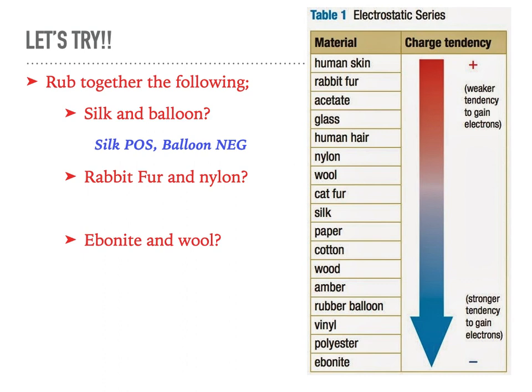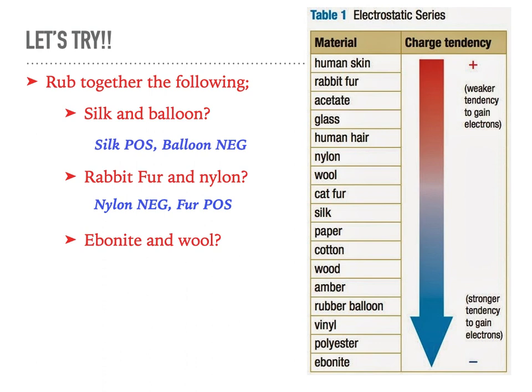All right, comparing rabbit's fur up at the top and nylon. Nylon is right here. So rabbit's fur, if we compare it, it's at the more top of the diagram when we compare the two. It's going to have a positive charge and it's going to lose electrons. Nylon is closer to the bottom when we compare the two. It's going to have a negative charge and it's going to gain electrons.